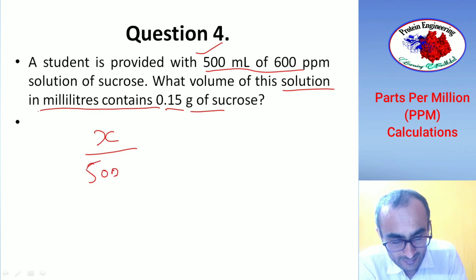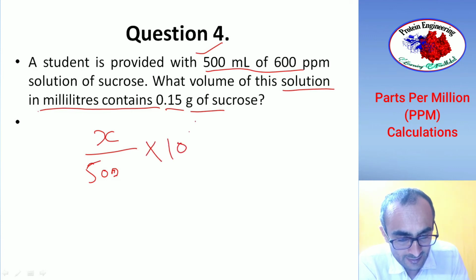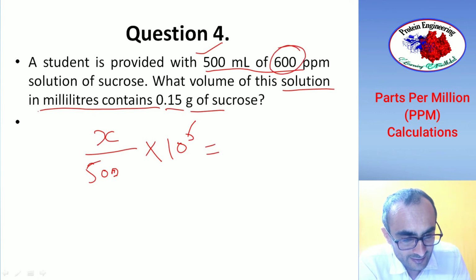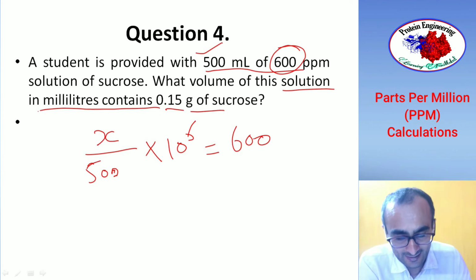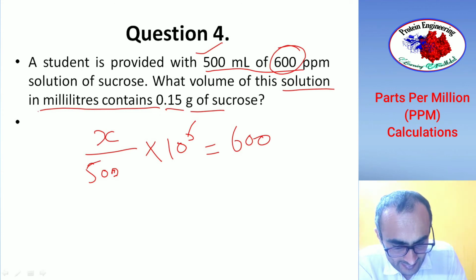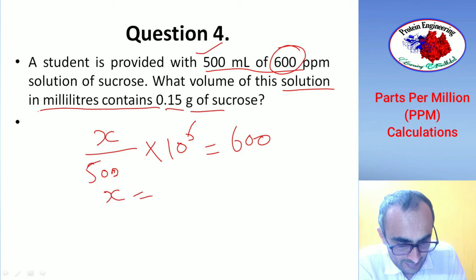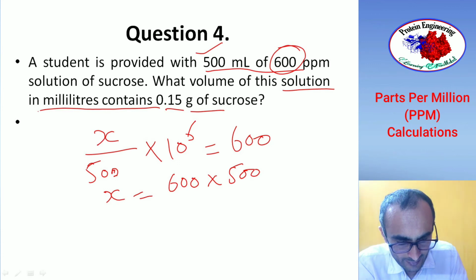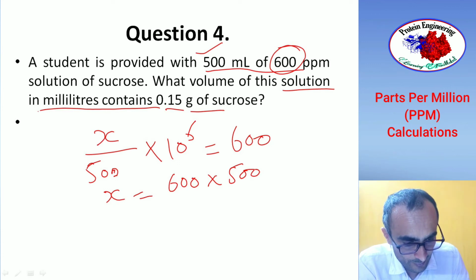So both x is also in gram and 500 is also in the gram. Then you multiply with 10 raised to power 6, and that is equal to ppm, and ppm is given here, that is 600 ppm. So you can calculate value of x. So value of x is equal to 600 into 500, then divide by 10 raised to power 6, so it will be 10 raised to power minus 6.